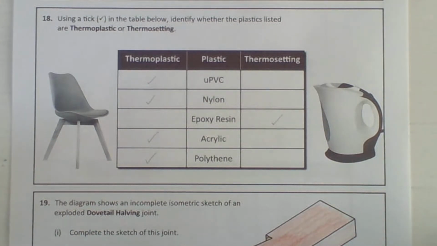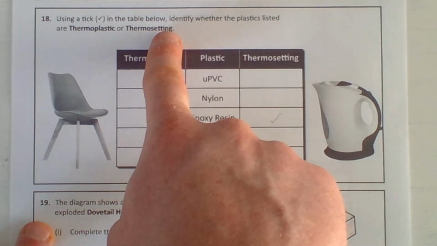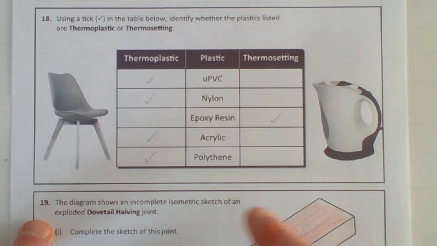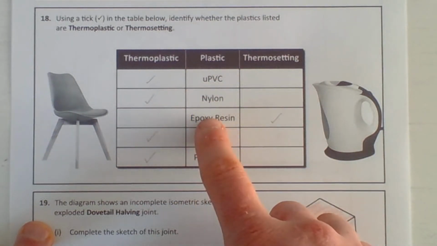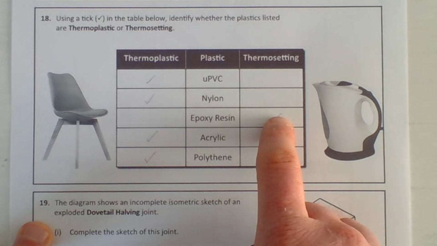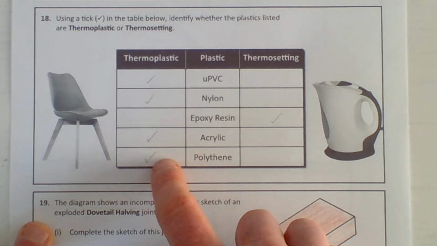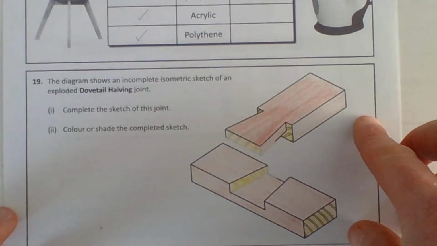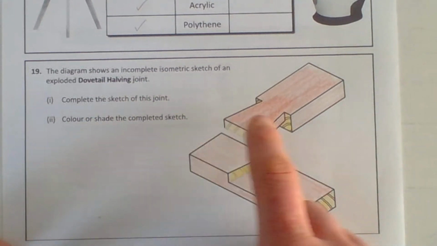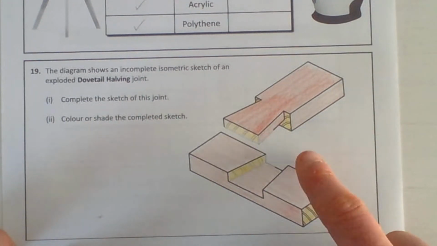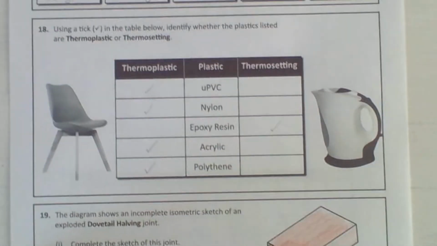Question 18, distinguishing between thermoplastics and thermosetting plastics. The way I remember it is thermosetting sets once, you can never use it again. PVC is a thermoplastic, nylon is a thermoplastic, epoxy resin is thermosetting, you can only use it once. Acrylic and polythene are thermoplastics. Question 19, we have to complete the sketch of the joint and then color or shade. It's a T-dovetail joint. We have completed the drawing there and then I've colored it in afterwards.